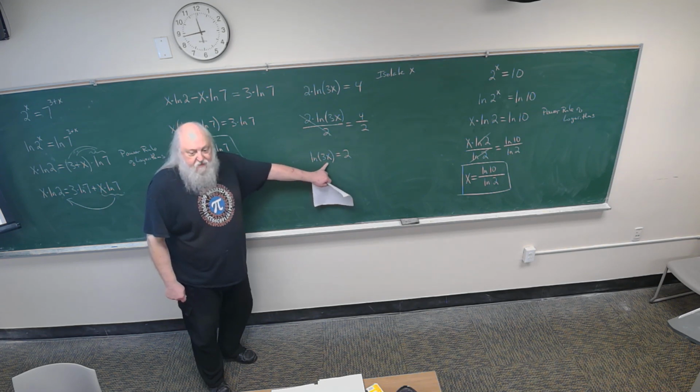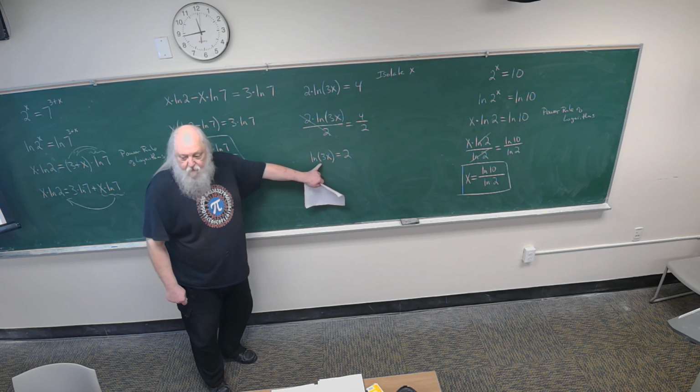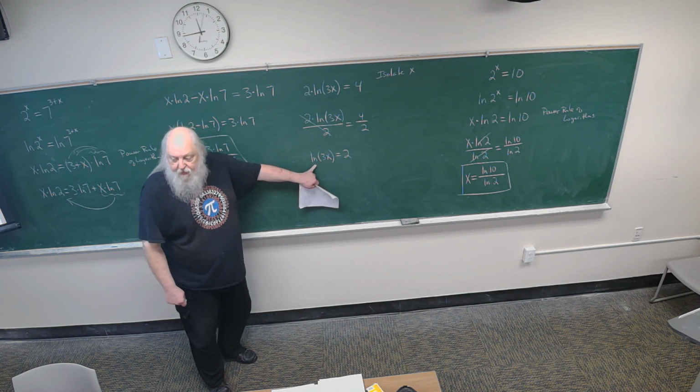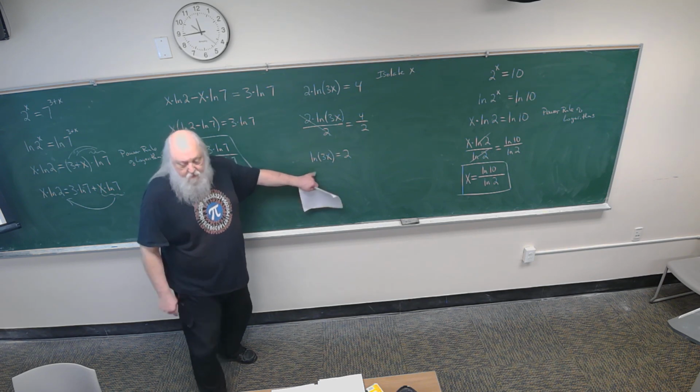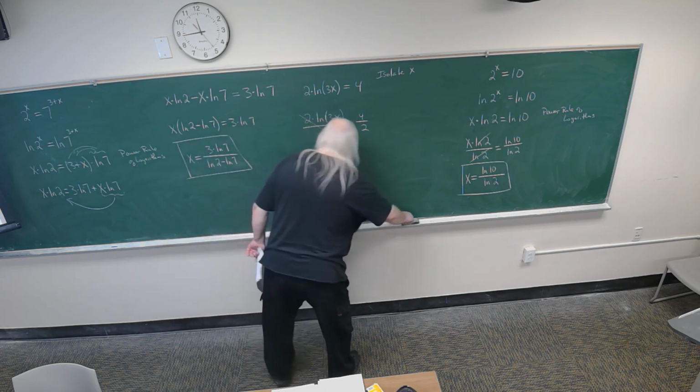So now we got to isolate the 3x, right? Get rid of the ln. How do we get rid of the ln? What's the inverse of the natural log function? It's like ln of e squared. What's the inverse of the natural log function? The natural exponential function, right? So we're going to use e, okay?